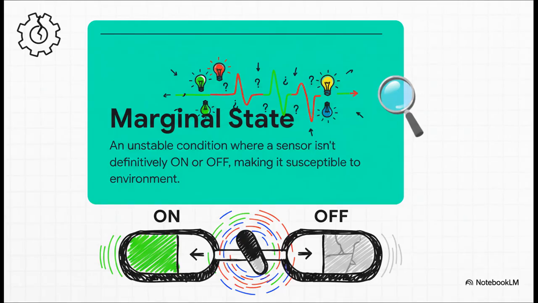Because of that poor coverage and the excessive gap, our sensor isn't in a clear on state or a clear off state. It's trapped in this gray area in between, in what engineers call a marginal state. It's just flickering, waiting for the tiniest external nudge to push it one way or the other.